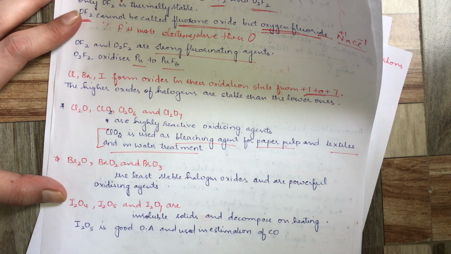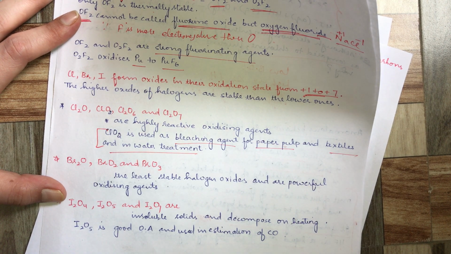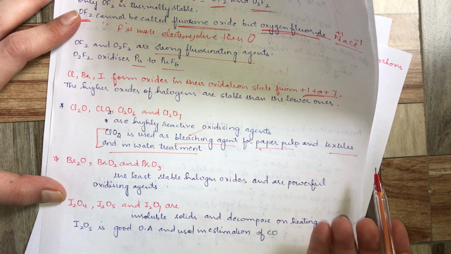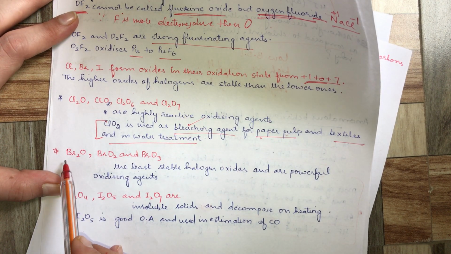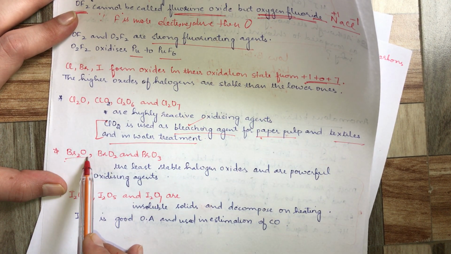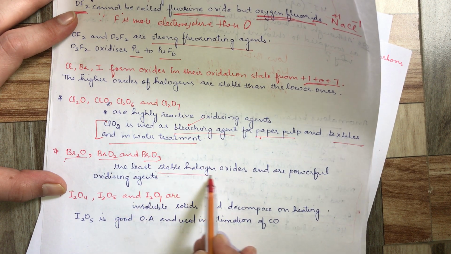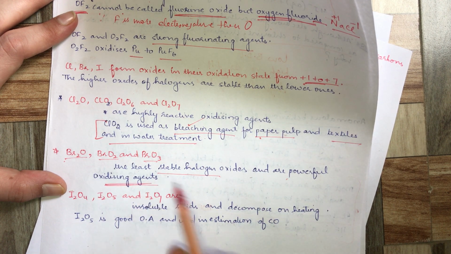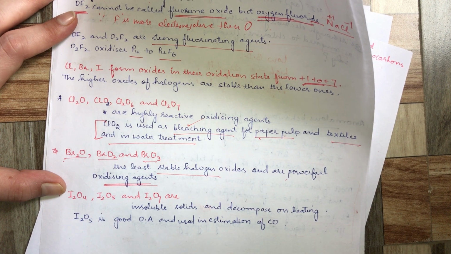That's an important question in NCERT. What is the use of ClO2? See, they provide oxygen because they are unstable. Hence, they can be used as bleaching agent for paper pulp, textiles and in water treatment. Now, if we talk about bromine oxides, Br2O, BrO2 and BrO3, they are the least stable halogen oxides and they are powerful oxidizing agents. Since they are least stable, hence they are powerful oxidizing agents.